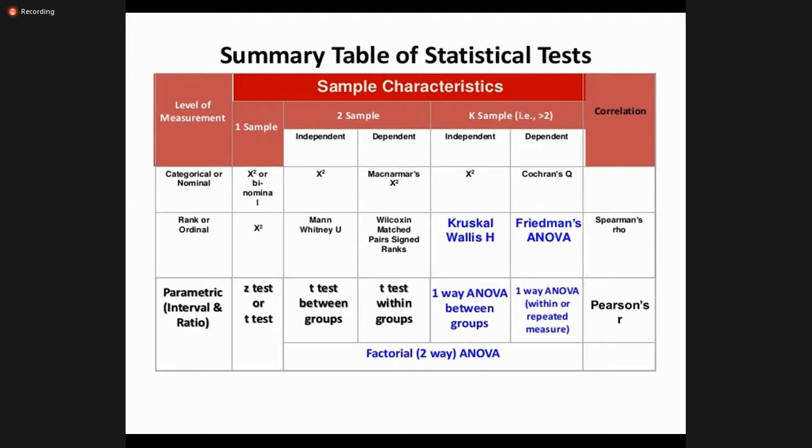The next column is regarding the one sample. When you have one sample of data, in parametric testing you go for the Z-test or T-test, if the data is from one group of patients, volunteers, or other subjects. And when there are two samples, you can use the t-test between groups and the t-test within groups. In this way, you can use it for two samples.